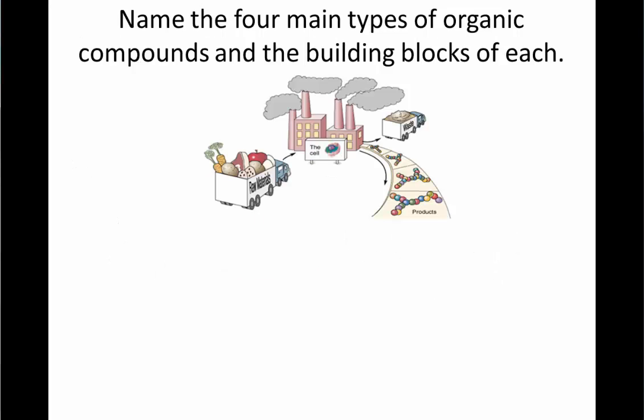Okay, so now let's look at some of the other chemicals that are important for life, and let's look at the four main types of organic compounds. Before we get into that though, let's remember something from earlier on in the course, that our bodies take in raw materials. We eat food, we digest that food, we absorb that food, we use the nutrients from it in order to build things that our body needs.